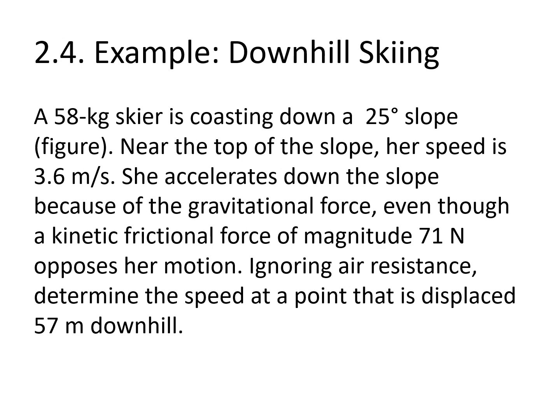A 58 kilogram skier is coasting down a 25-degree slope. Near the top of the slope, her speed is 3.6 meters per second. As she moves downhill, the component of gravity along the slope speeds her up. At the same time, kinetic friction with a magnitude of 71 newtons opposes her motion. We are asked to find her speed after she moves 57 meters downhill.